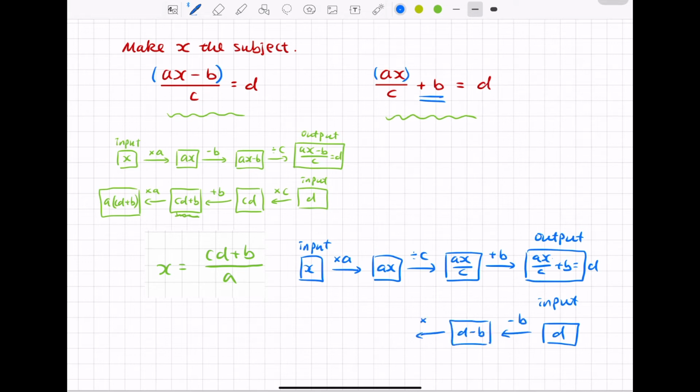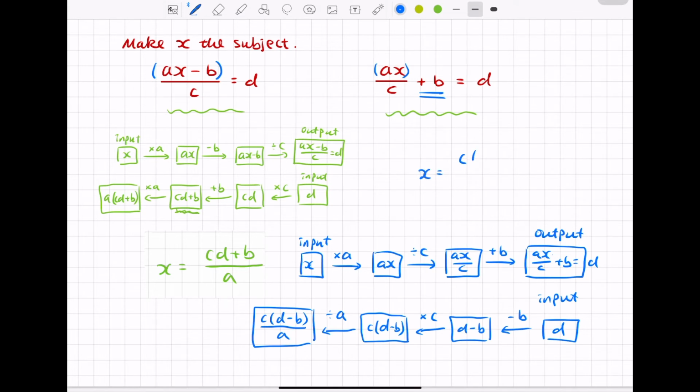To go backwards, our input is going to be D and then we will need to subtract B, then multiply by C. Here we have to be careful as well as it's C multiplied by D subtract B as a whole. Then we will have to divide it by A. Therefore, our answer is C in brackets D subtract B all over A.